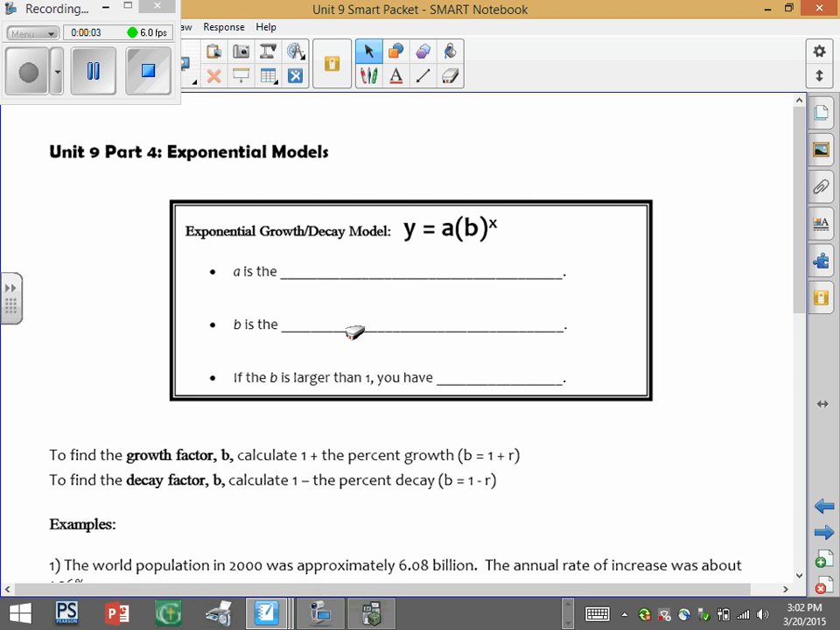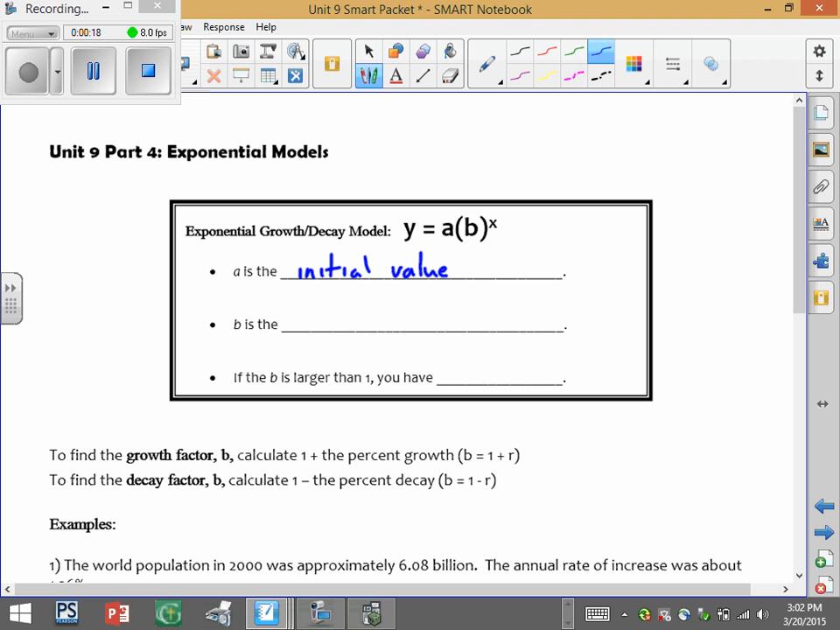So we'll walk through a use of some of these exponentials. Here's our formula, a times b to the x. We're not going to worry about k here. What a is going to be for us is the initial value, and that'll make a lot more sense in just a minute. And then b is either the growth or decay rate.